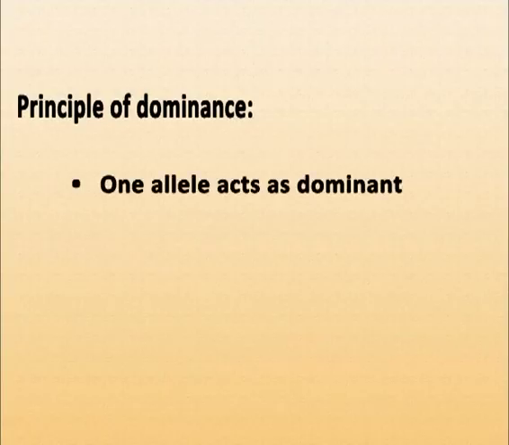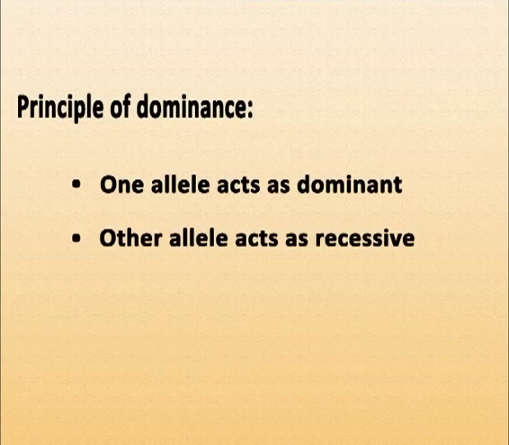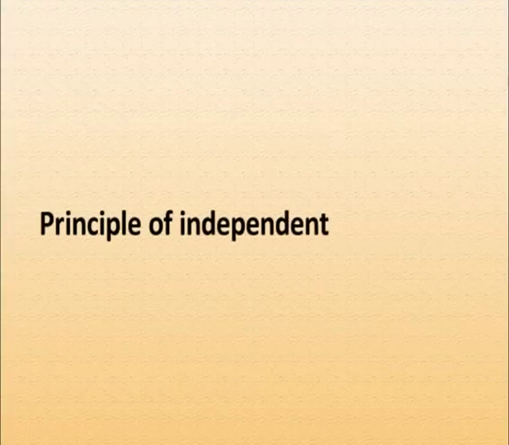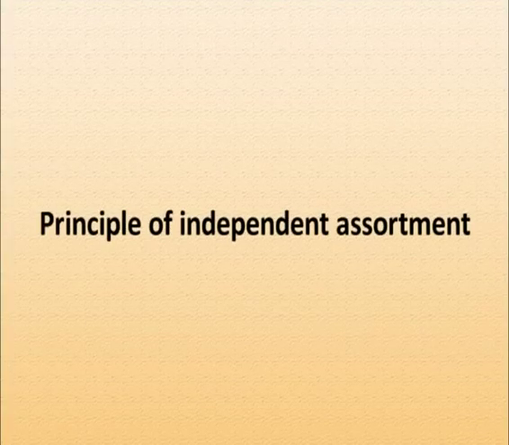For each pair of contrasting alleles, one allele acts as dominant and the other allele acts as recessive. The dominant allele expresses in F1 generation in homozygous as well as in heterozygous condition, whereas the recessive allele expresses in F2 generation only in homozygous recessive condition. Third law is principle of independent assortment.